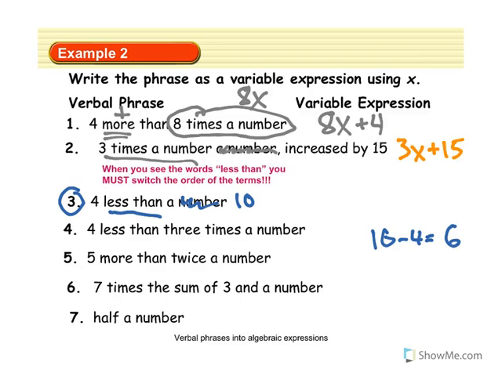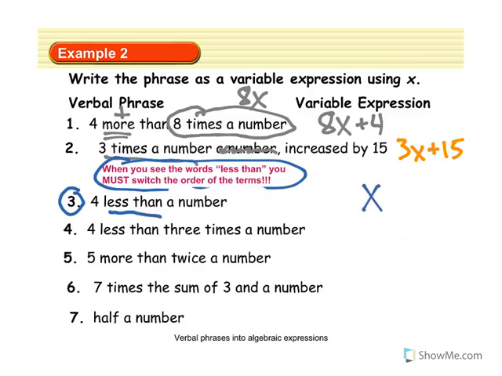Now, what is the point of this? The point of this is that when you've got less than a number, and this is what I've got here in pink, you have to switch the order of the terms, right? So in other words, if I want 4 less than a number and I'm calling that number x, we have to do x minus 4, right?